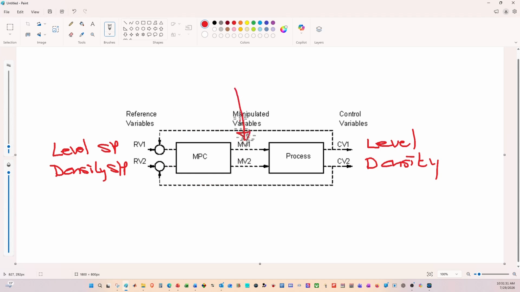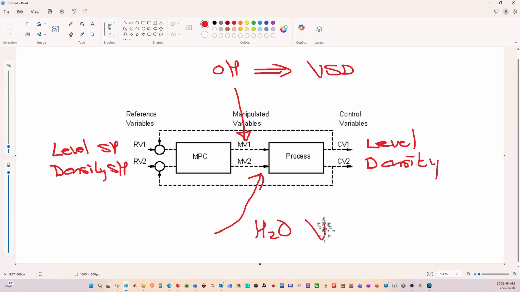Now, the controller itself must generate the outputs that we can go and use. So MV1 is going to be the output that we can have to our variable speed drive in order to go and control the level, and MV2 is going to be the output that is going to go to my water valve so that we can go and control the density of the product that's going to come out. And that is it. That is a simple block diagram of a model predictive controller that can get used.